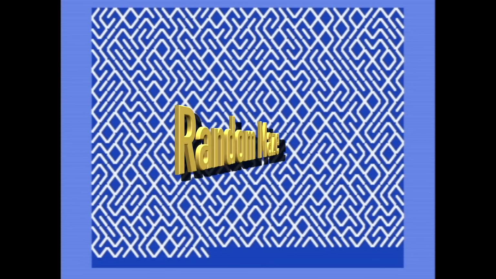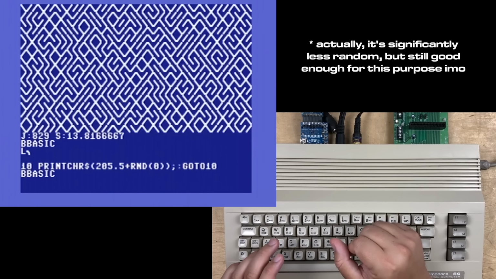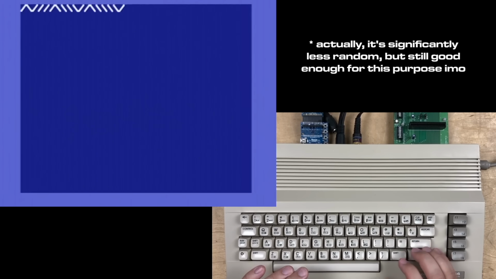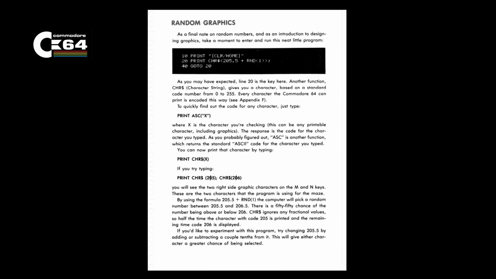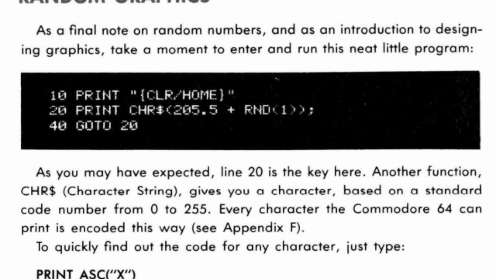Today I wanted to talk briefly about the famous Random Maze program. It's been covered a lot already by various YouTube channels, including a really good one a few years ago by 8-Bit Show and Tell. The program has been around for a long time, and a lot of people may not know this, but it was actually part of the Commodore 64 user manual, although the version shown in the manual is actually 3 lines instead of 1.